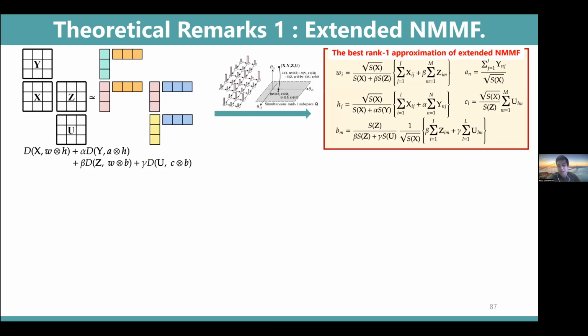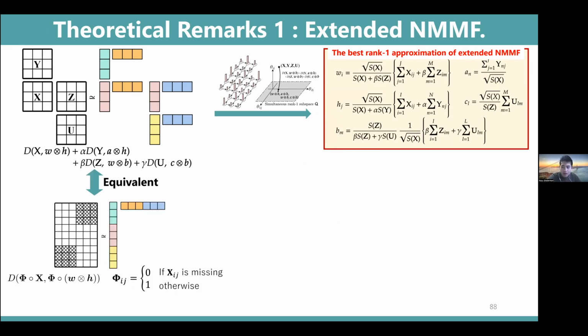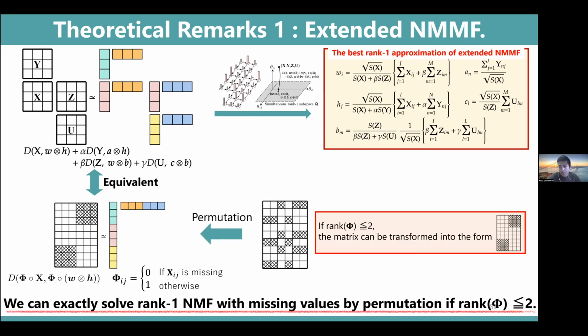But actually, we can discuss the generalized NMMF. This is NMMF with 4 matrices. In the same way as the case of 3 matrices, our discussion gives the analytical form of rank 1 approximation. And the NMMF is also equivalent to NMF with missing values, described here. In addition, we prove this statement. If the rank of the weight matrix is less than 2, we can gather missing values and transform the input matrix into this form. And then we can exactly solve the task by a permutation and the closed formula. Note that rank 1 NMF with missing values is NP-hard when minimizing the Frobenius norm. But our strategy can find the exact rank 1 solution which minimizes KL divergence if the rank of the weight matrix is less than 2.